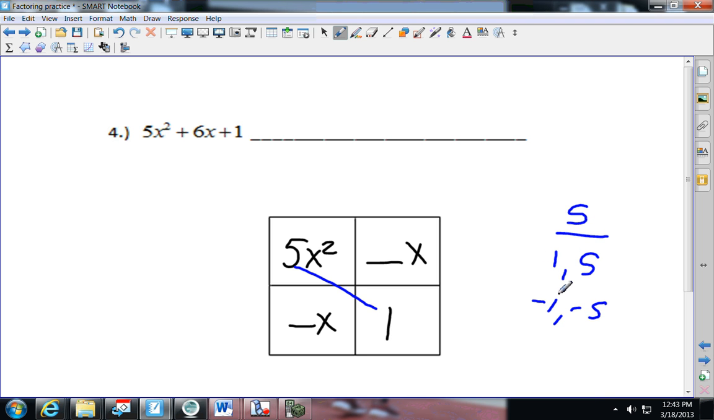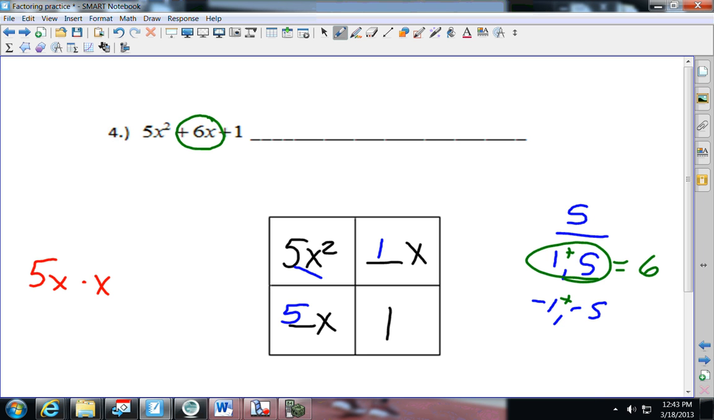But what do I do with these factors? Add them together, and what do they need to be? I need them to be this number right there. So right here, I've got my 6. So I'm going to have a 1 and a 5. Now, 5x squared, that splits up as 5x and x. What if I put the 5x here and the x here? 5 times what gives me 1? Is there any whole number? No.